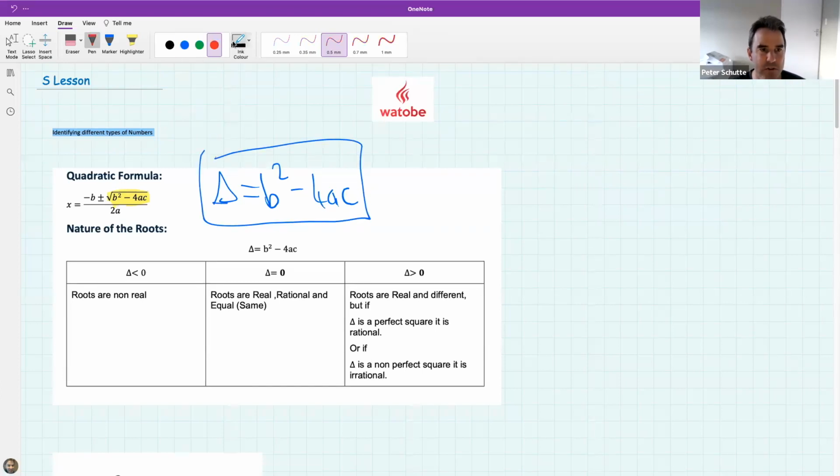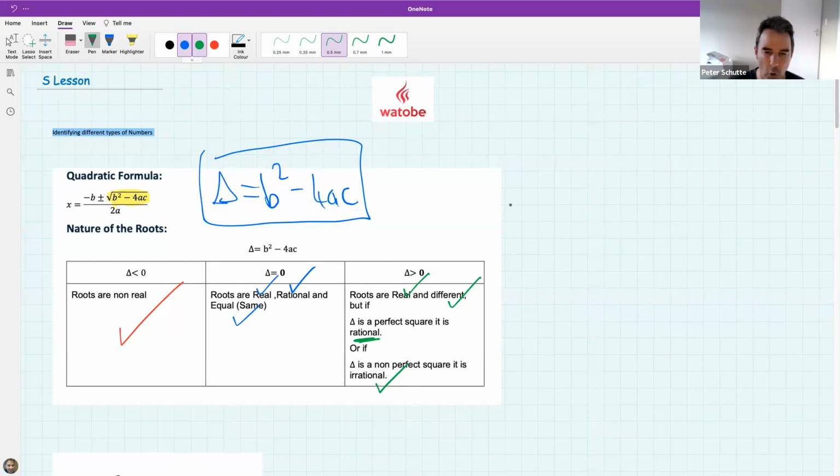And what you would have learned about is that if delta is negative, the roots are non-real. If delta is 0, the roots are real, they are rational, and they are equal. And then the last category, if delta is greater than 0, they're going to be real and different. But if delta is a perfect square, the roots are rational. And if delta is not a perfect square, then the roots will be irrational.